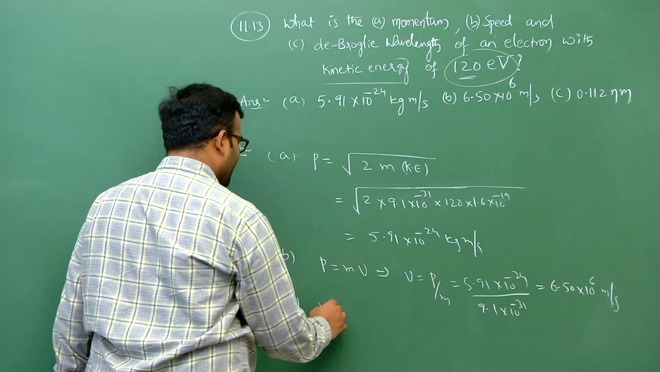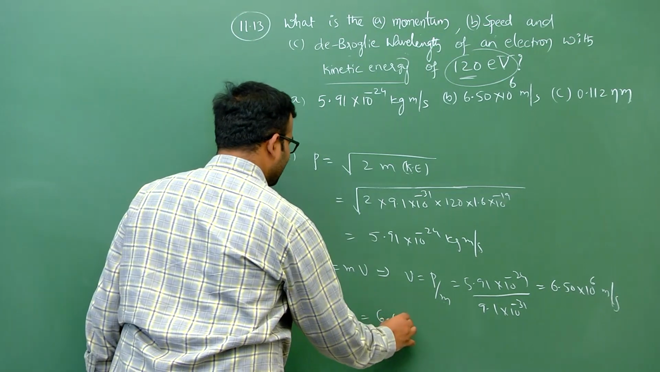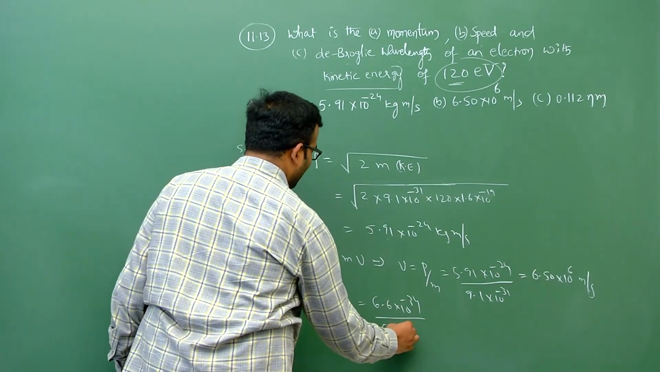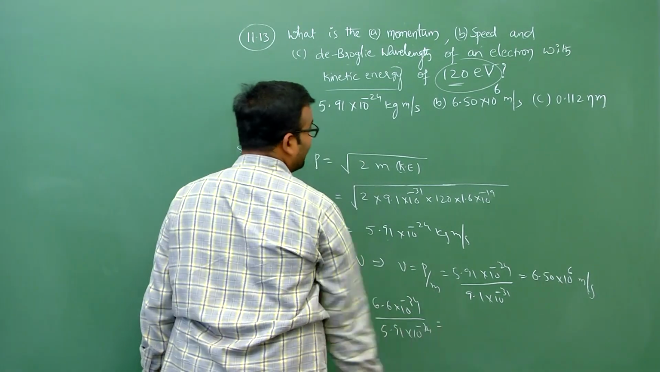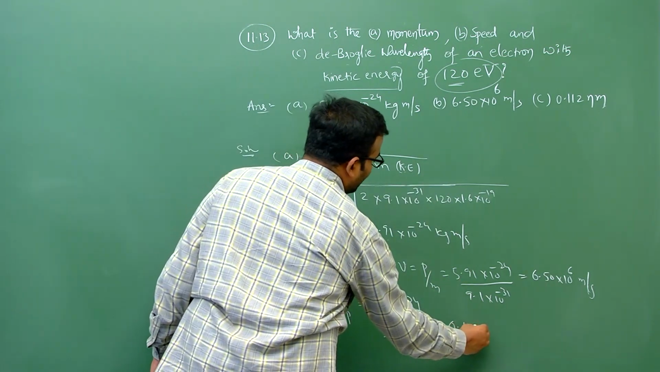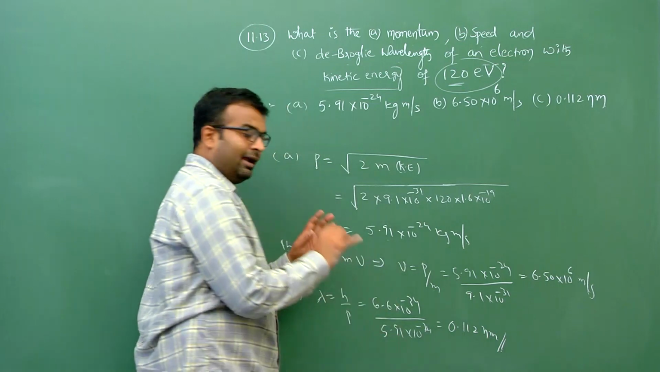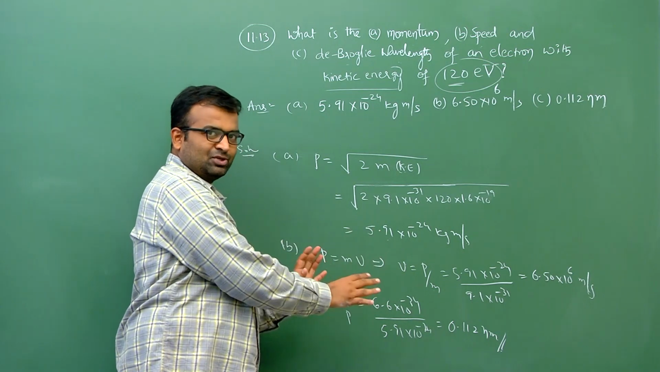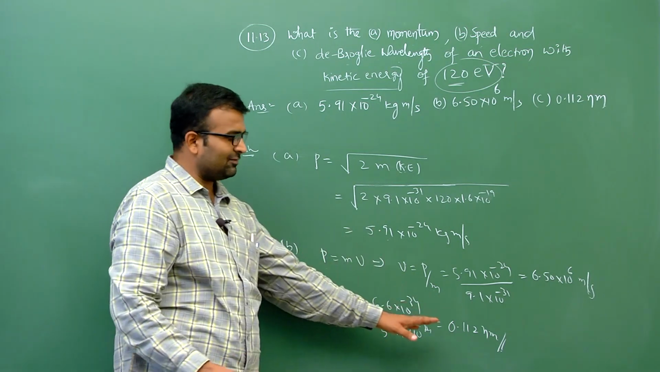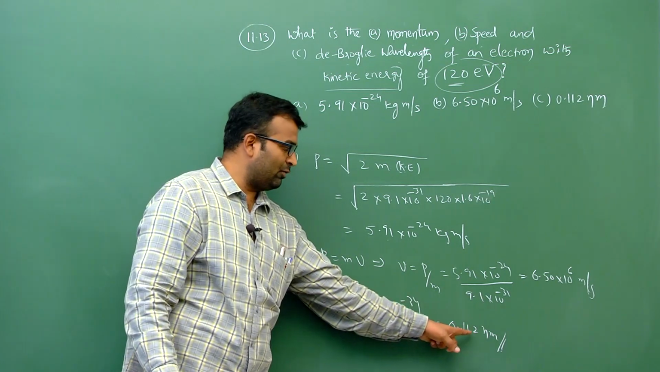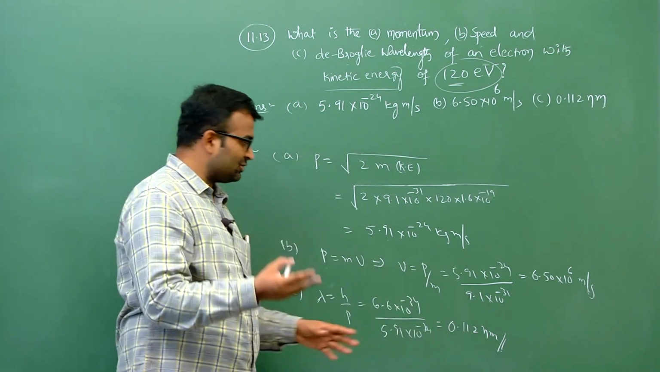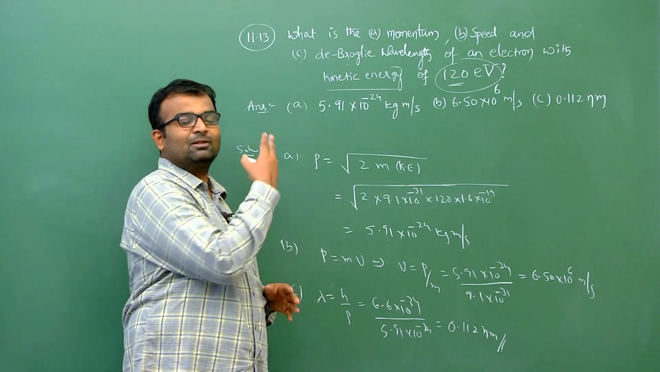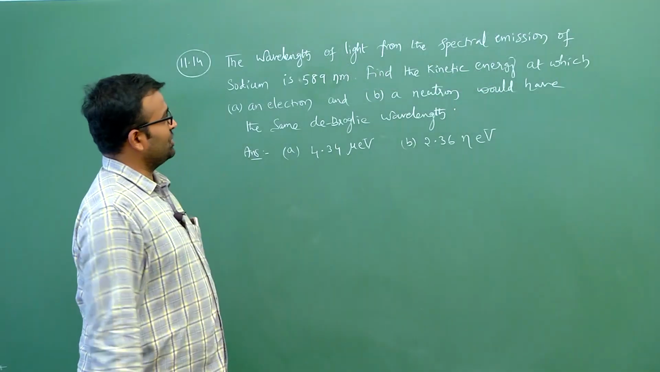Lambda is h by p. So h is 6.6 × 10^-34, and the linear momentum we got already as 5.91 × 10^-24. This calculation gives the answer 0.112 nanometer. I have given the idea of which formula has to be used, and the thing later is just substitution and doing proper calculations, and finally the answer will be in nanometers, 0.112 nanometers. If it is in angstrom, the value will just change by one decimal point. This is how you can do the 13th problem with the basic formula. Now the 14th question.